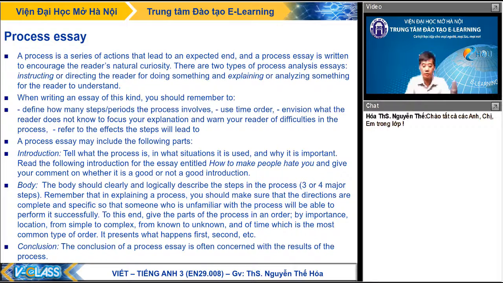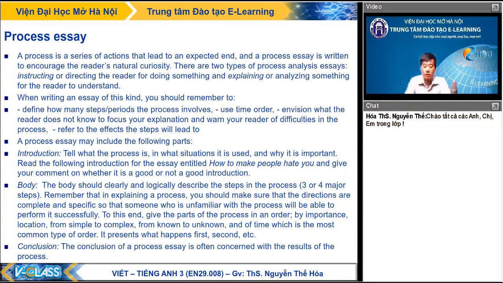Of course, you have to envision what the reader does not know, to focus your explanation. You can warn the reader of difficulties and maybe some obstacles in the process, why and when. And then you have to refer to the effects that the step will lead to. You may mention the causes and effects of each kind, each stage, or each step.